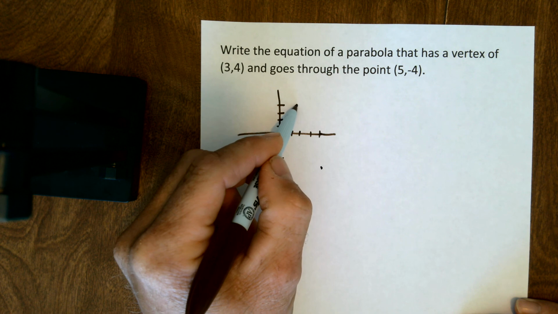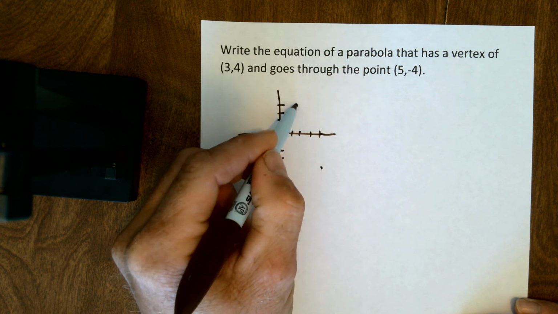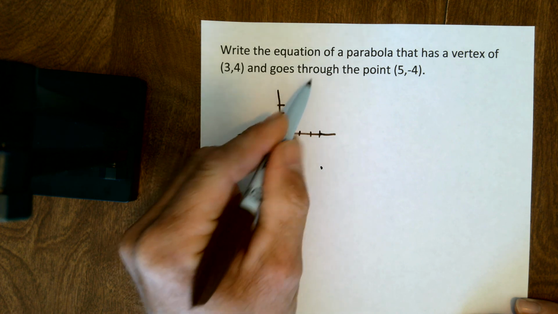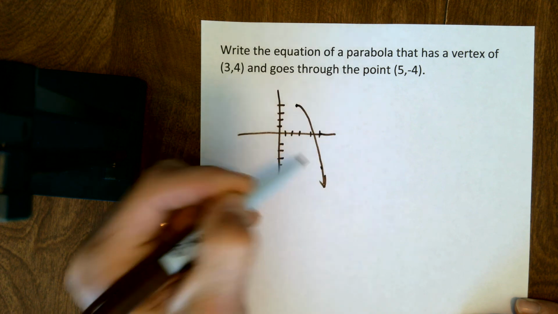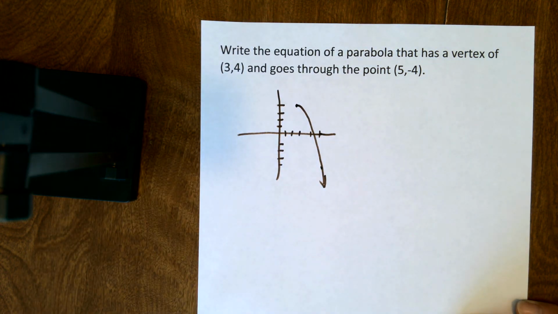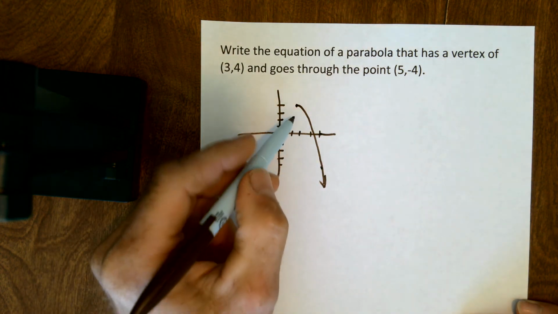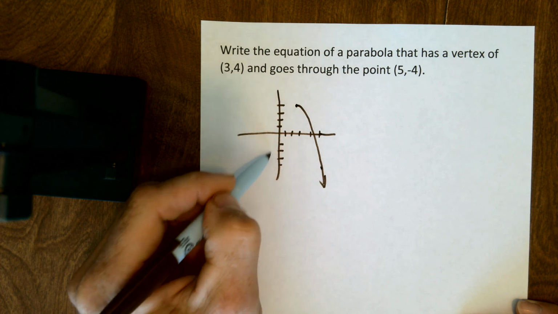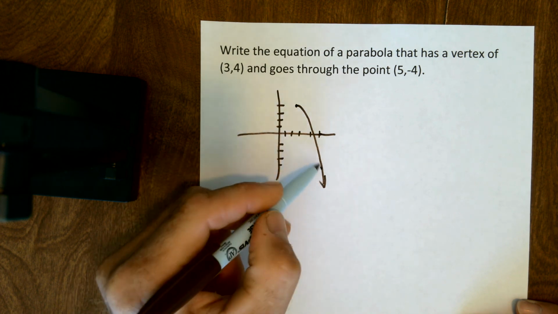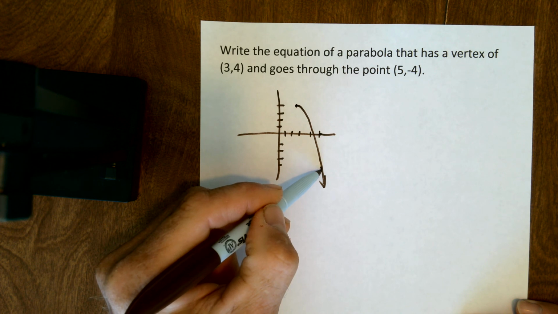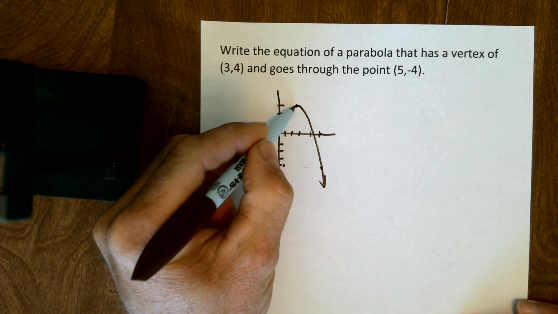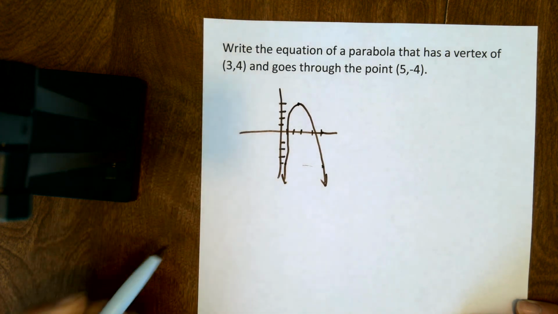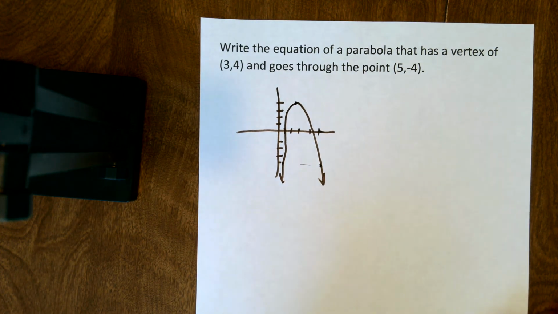So I know that this point and this point has to be on my parabola. This is my vertex, so I know I can't open up and go through this point. So the only way I can do that is to open down. So that gives me an idea of what my a value is going to be. It's going to be negative. I also know that the other half of this has to mirror this. So if I know that 5, -4 is a point I'm 2 units away, I'm going to be 2 units away from here as well. So that would be what it looks like, but I want the actual equation.